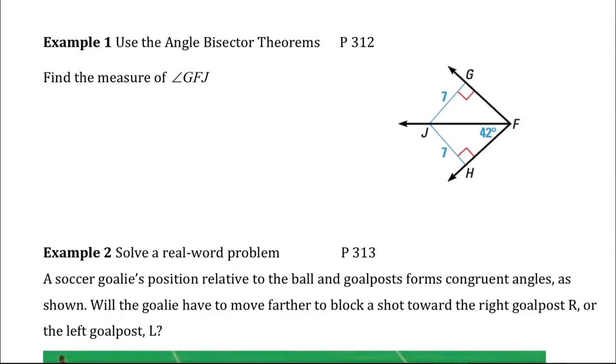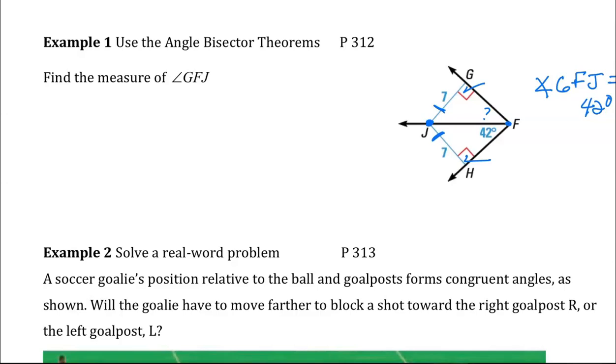GFJ. So this is the angle that they're wondering about. Okay, what do I see? Well, here's an angle. If this is on the angle bisector, then this will equal this, which it will, when right angles get formed. So therefore, it must be on the angle bisector, and therefore angle GFJ has to also equal 42 degrees.